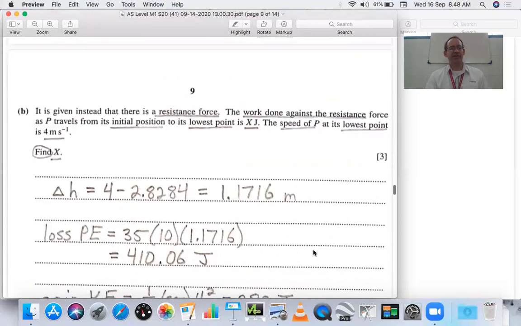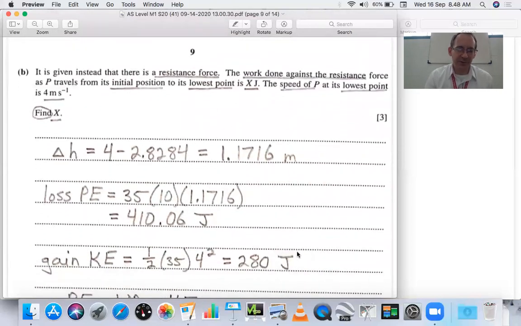The next part of the question now says there is resistance, and the work done against resistance from its initial position to the lowest point is x joules. The speed at the lowest point is 4 meters per second. So what we want to find is how much work was done against resistance from the initial held position at 45 degrees all the way to the lowest position, which is in the straight down vertical direction.